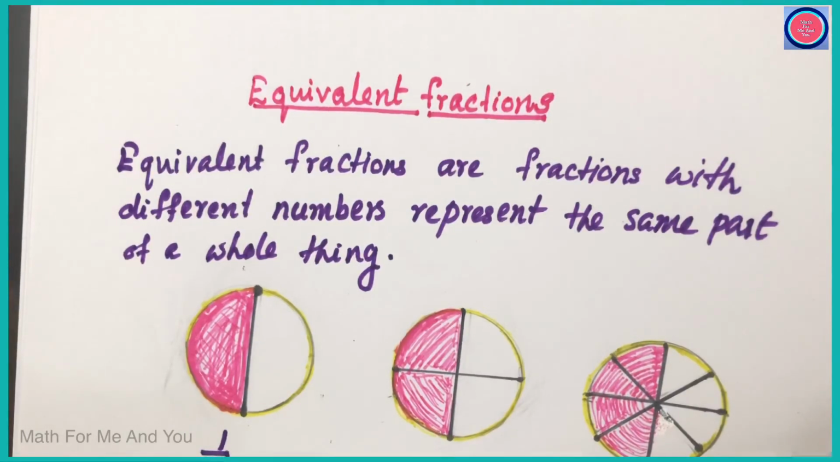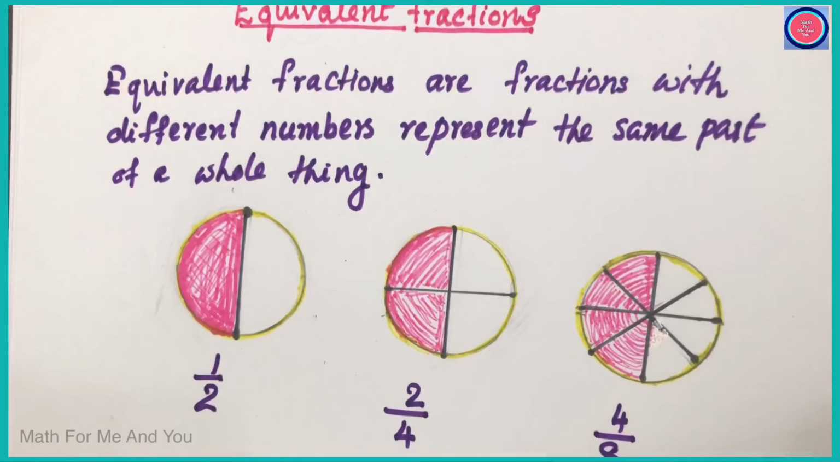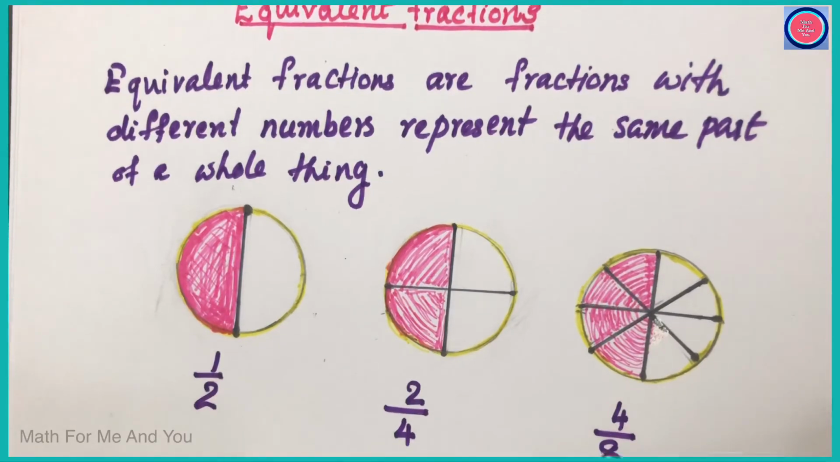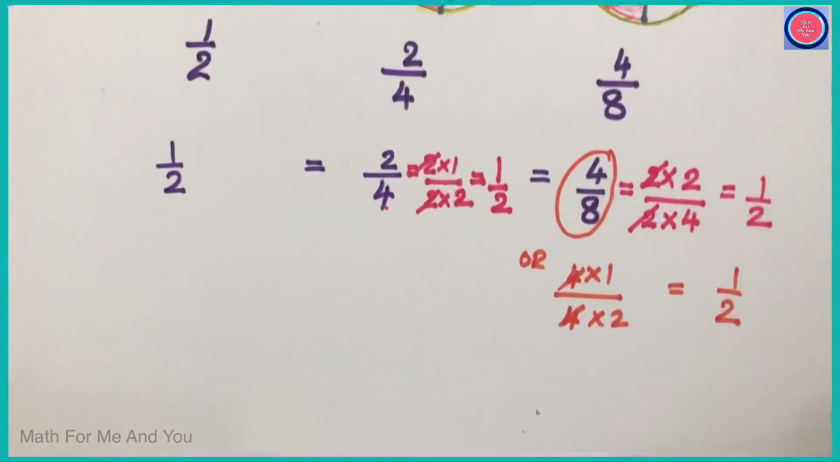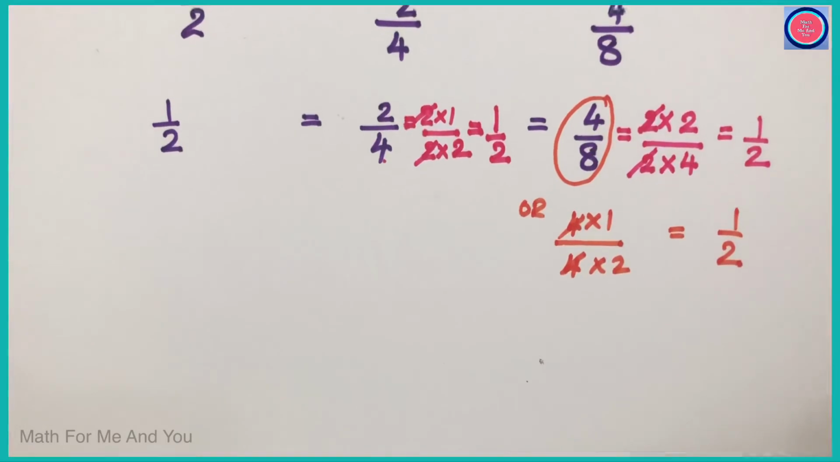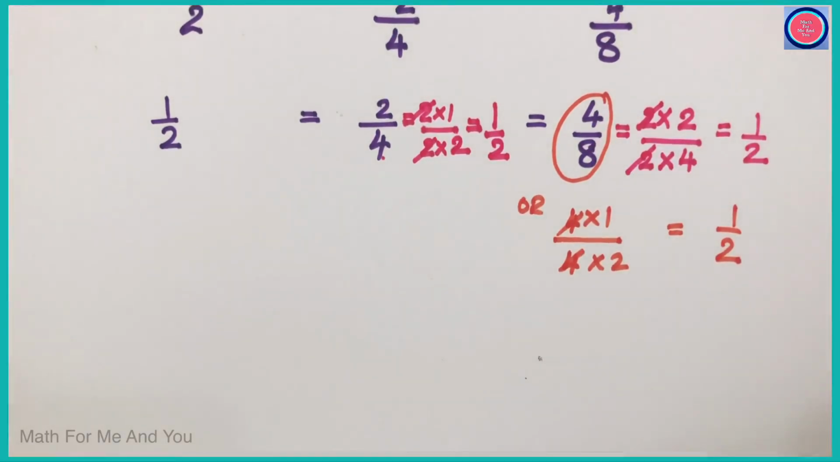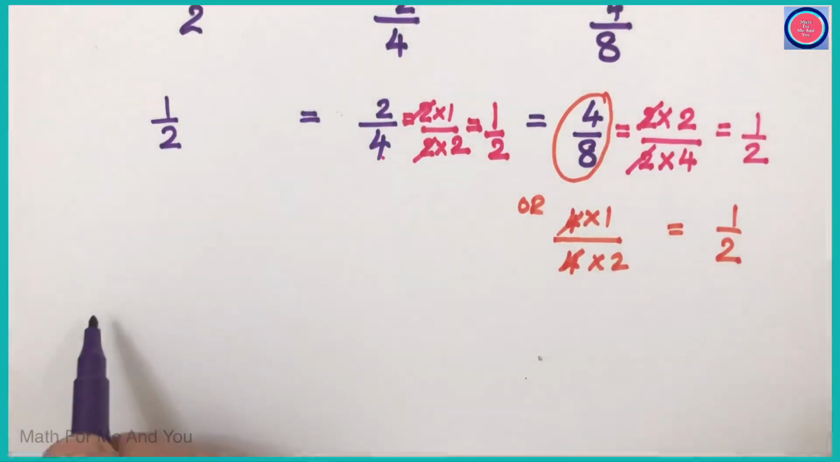That means for a fraction, if we multiply the same number in the numerator and denominator, or divide the same number in the numerator and denominator, we can write its equivalent fractions. For example, 1 over 2, 2 over 4, 4 over 8. If we multiply 1 over 2 by 2 or by 4, we get the other two fractions. If we divide the bigger fractions, we get the smallest fraction, 1 over 2.